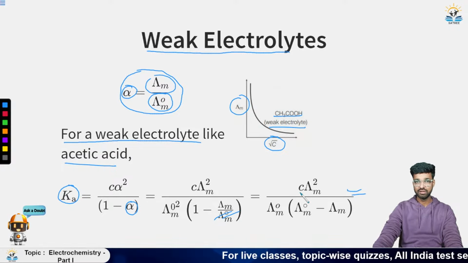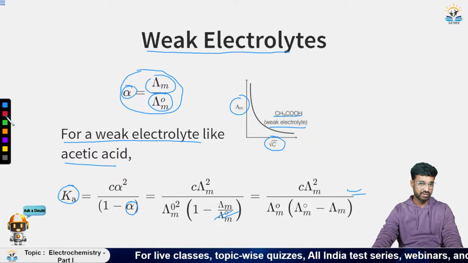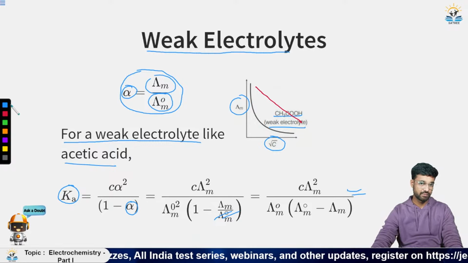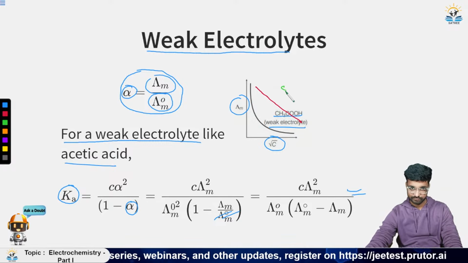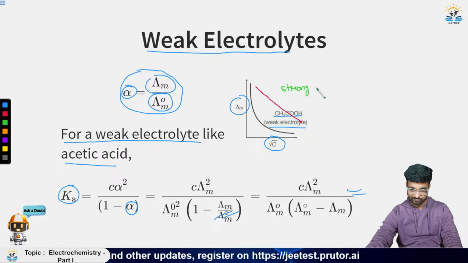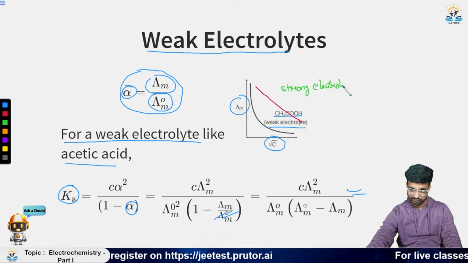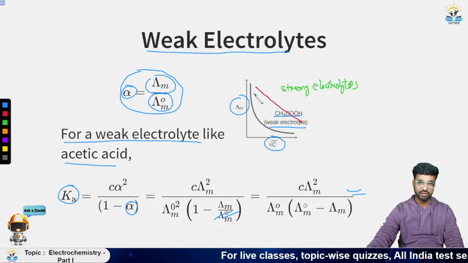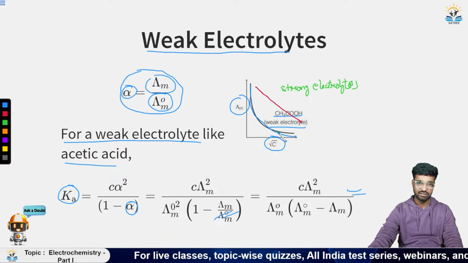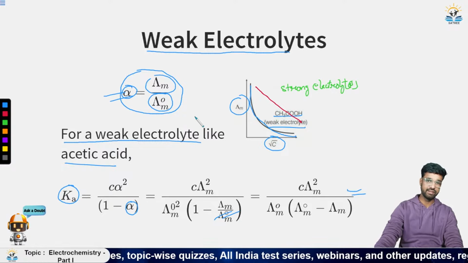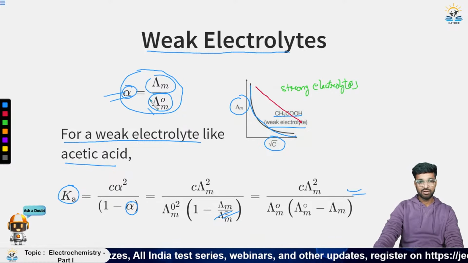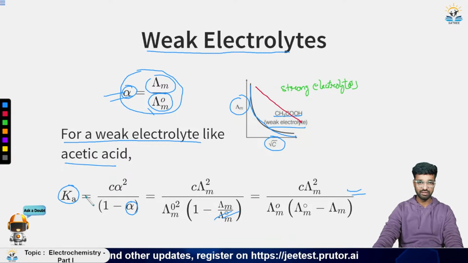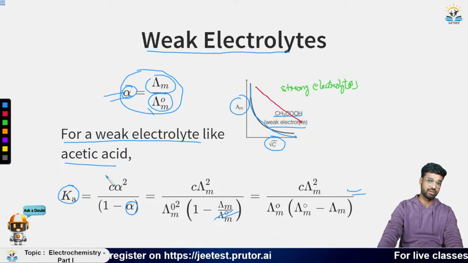So we saw two cases. The first one is that we got a straight line for the strong electrolyte, which was like this. So this is for the strong electrolyte, which follows the Debye-Huckel-Onsager equation. And for this, we got a curve like this, which is for a weak electrolyte. The formula that can be used to quantify it is alpha equals lambda m by lambda naught m, where alpha is the degree of dissociation. Now further, we have used this alpha to find the dissociation constant. So it is an equilibrium constant also.